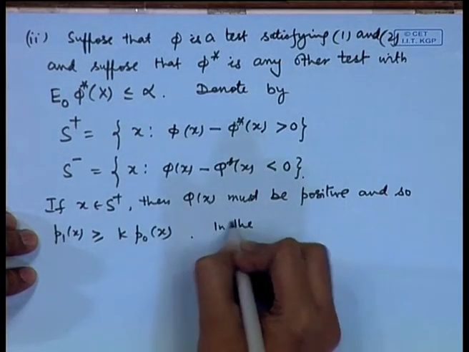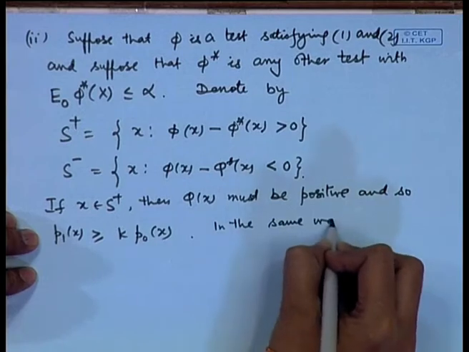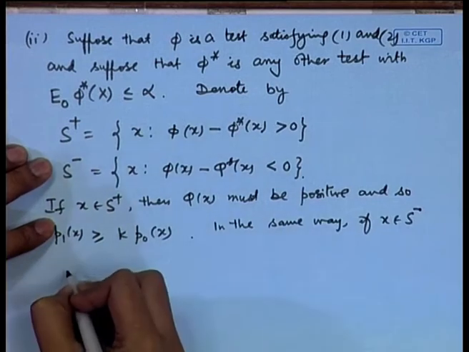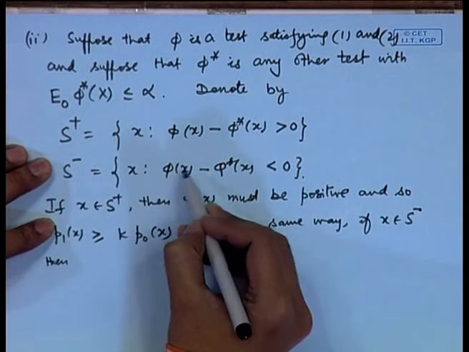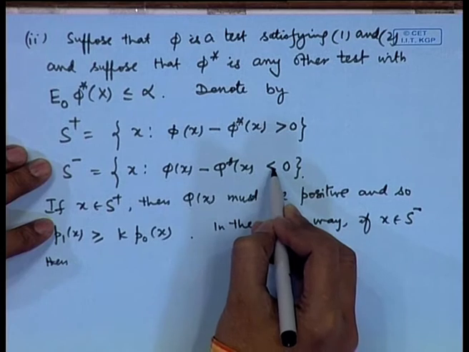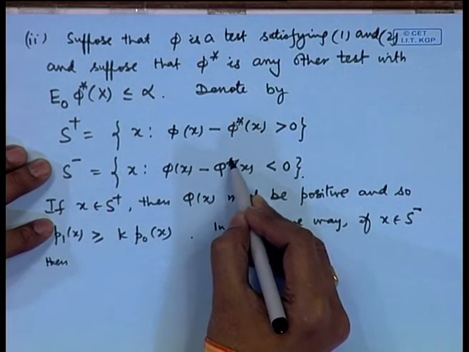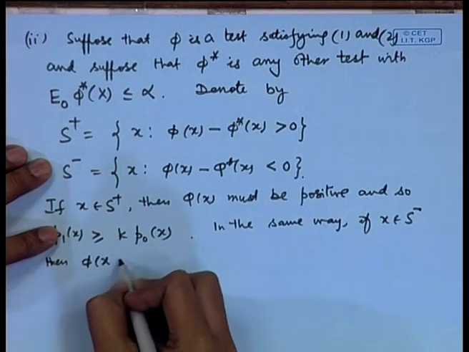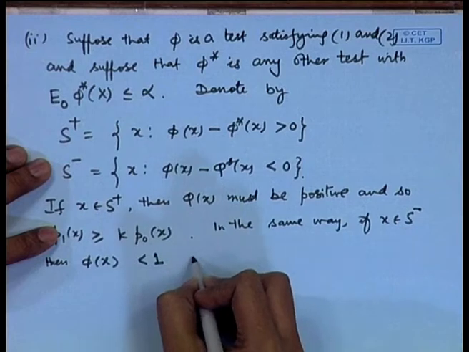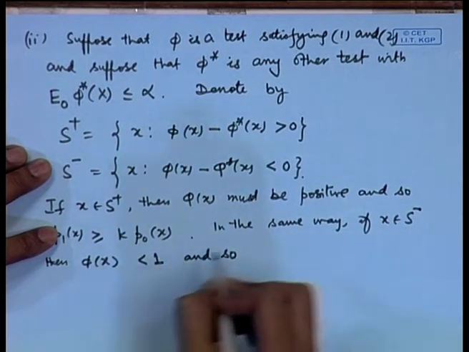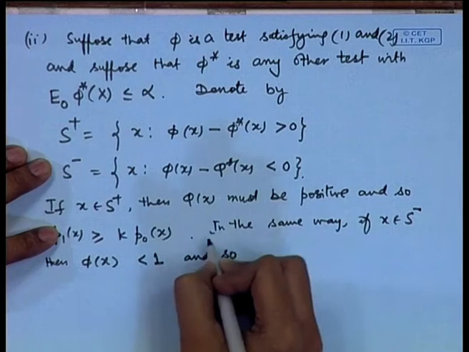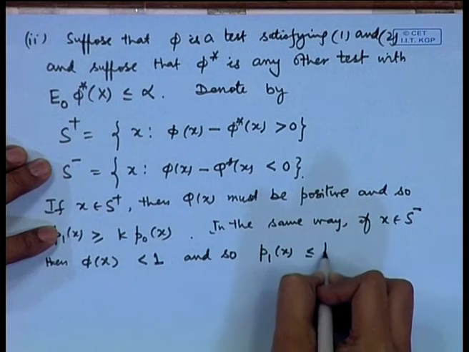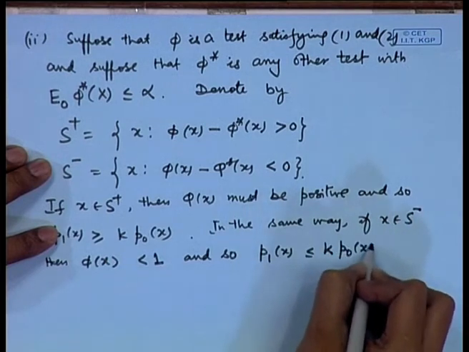In the same way, if x belongs to S minus, then here phi x will be strictly less than phi star x. Phi star x can take values between 0 and 1, therefore, phi x is less than 1. And so, now the less than 1 condition by the definition here is satisfied for the phi function, for p 1 x less than or equal to k p naught x.